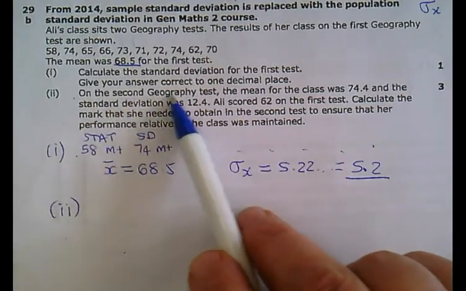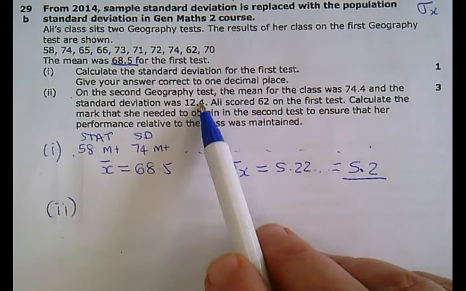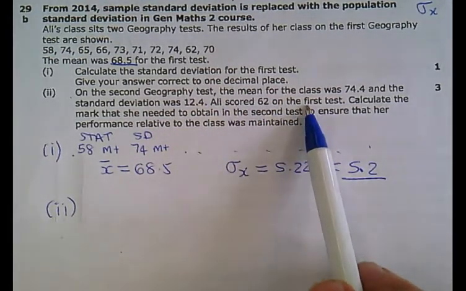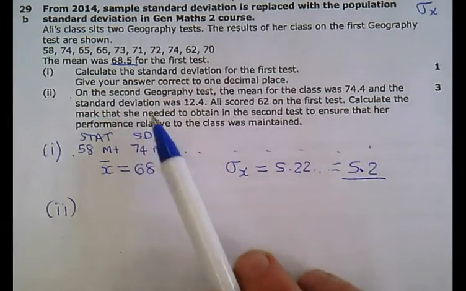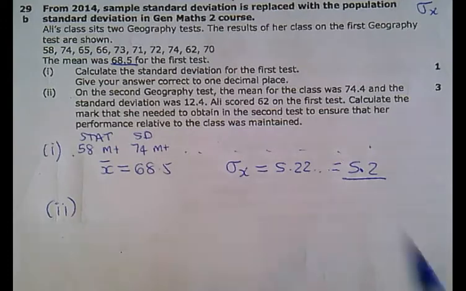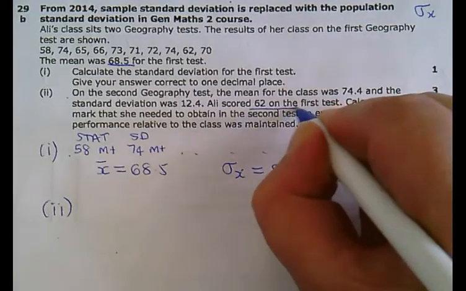In the second geography test, the mean is 74.4 and the standard deviation is 12.4. Ali scored 62 on the first test. Calculate the mark that she needs to obtain in the second test to ensure that her performance relative to the class was maintained. All right, she scored 62 on the first test.